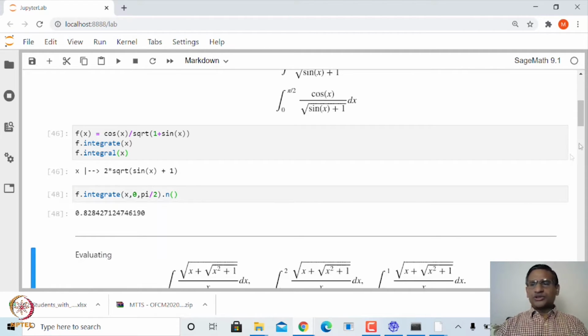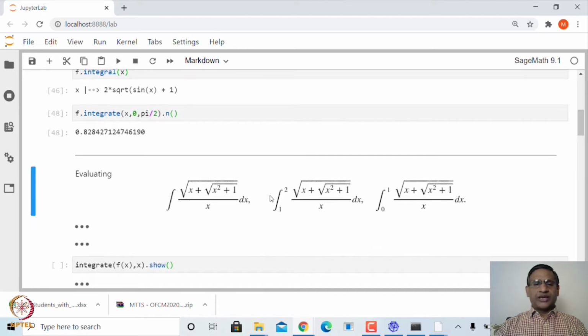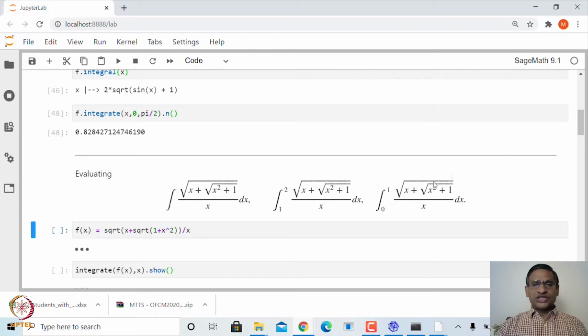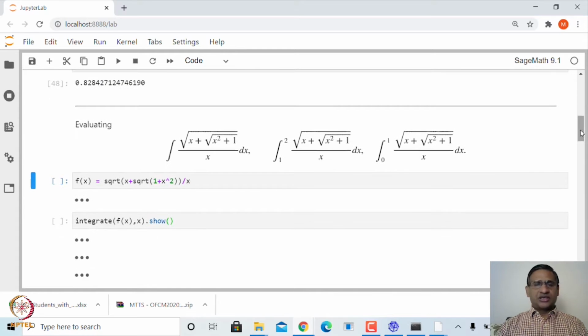Now let us look at, suppose we need to find the integral of this function. So this is the integrand, square root of x plus square root of x square plus 1 divided by x dx, and it's a definite integral between 0 to 1 and 1 to 2. So this is a fairly complicated function. If you try to do it by hand, it may take some effort. Now let us see how Sage finds these integrals.